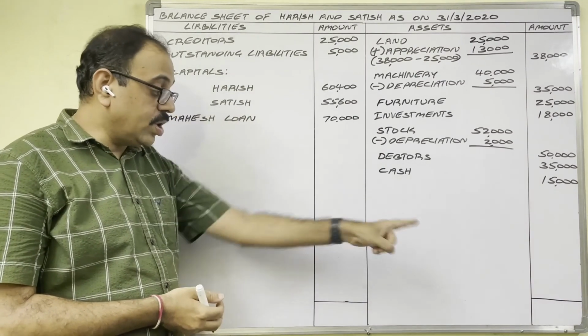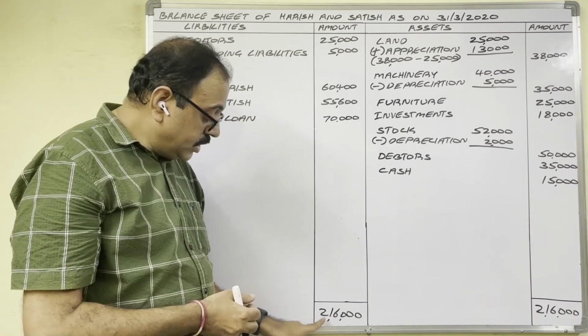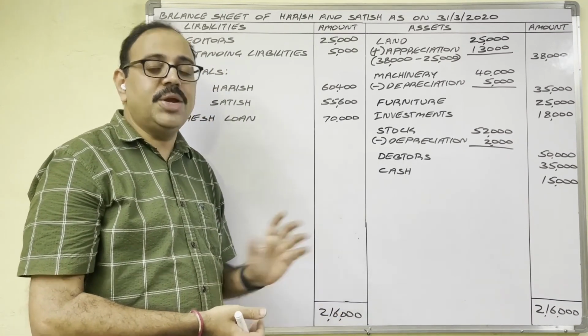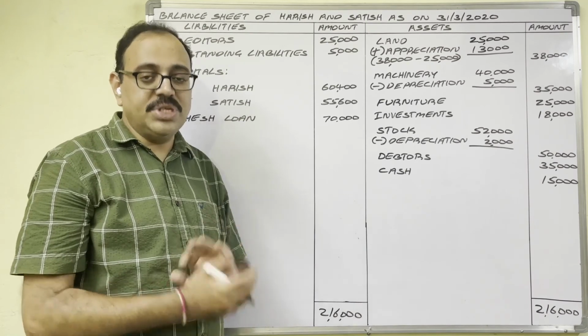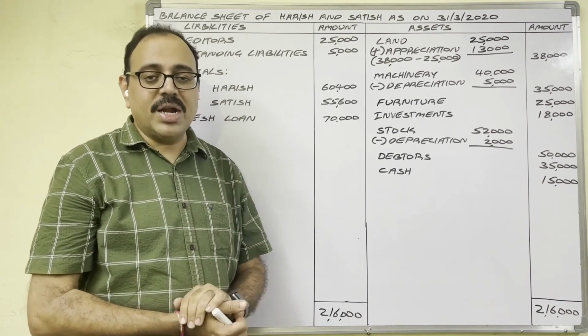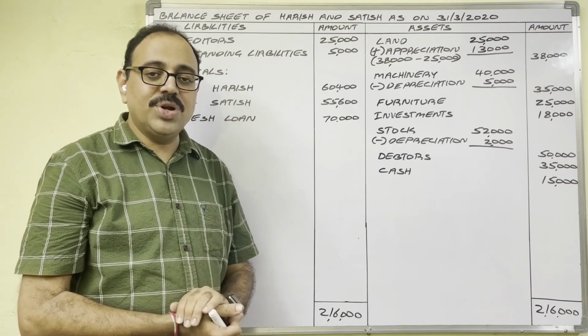Finally, find out the totals of the two columns. 2,16,000 rupees on both sides. Thus, on two sides you should get the same totals. Then only our problem is correct. So this is all about the 12th problem from the retirement of a partner topic. Hope this video is helpful to you. Thank you.